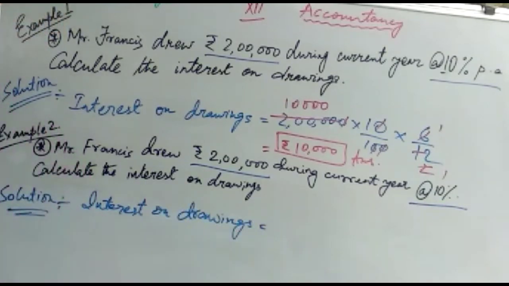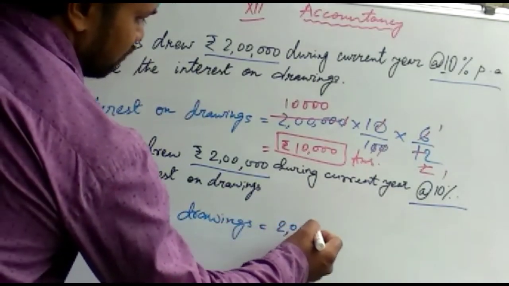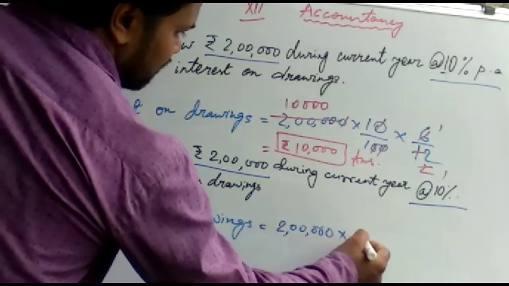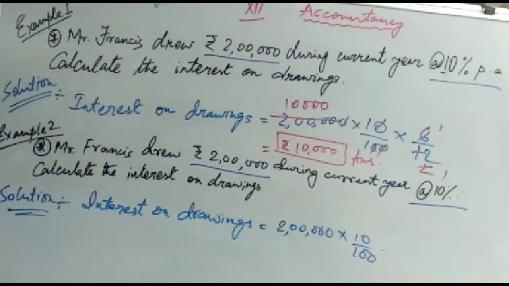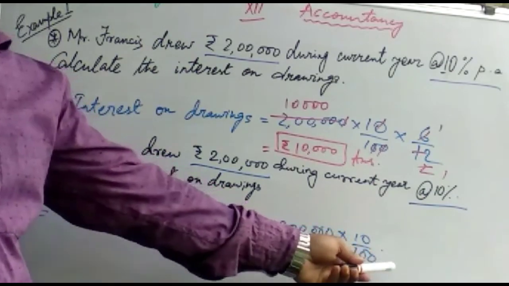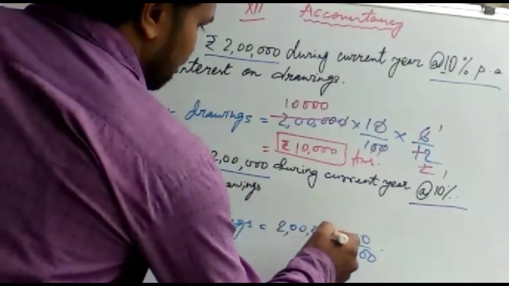So in this case we will calculate the interest on drawings. Just 2 lakhs and the rate 10%. We will not mention any time duration in this case. Clear, students? So what is the answer here?